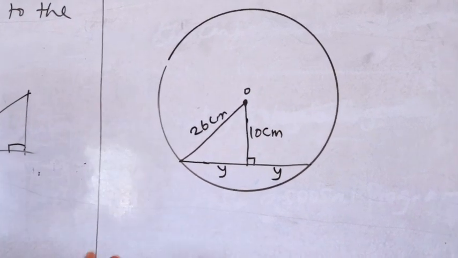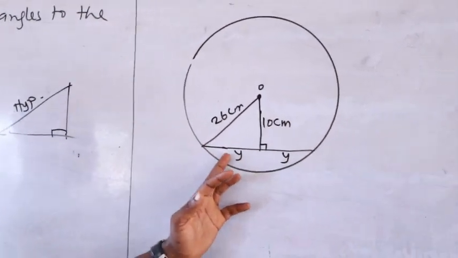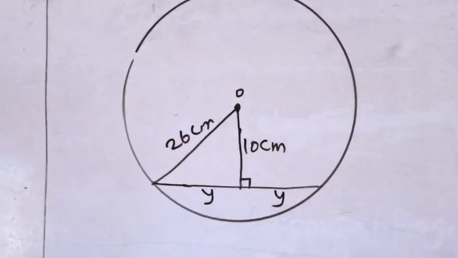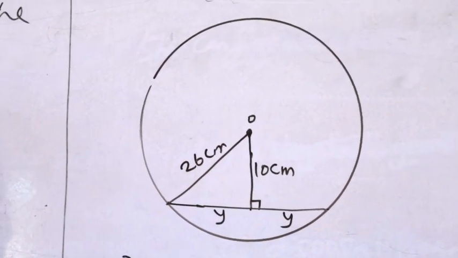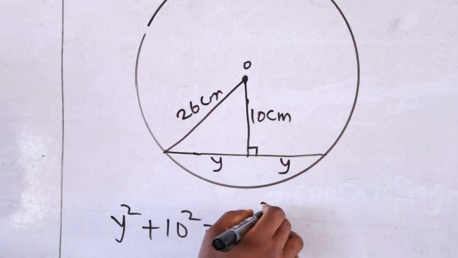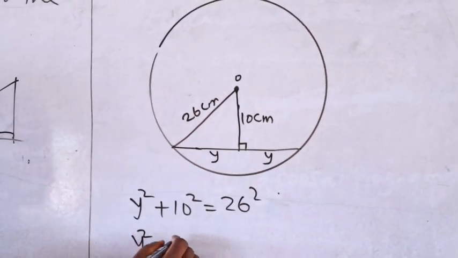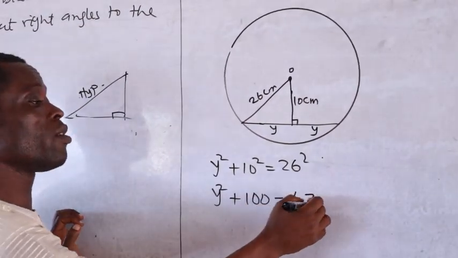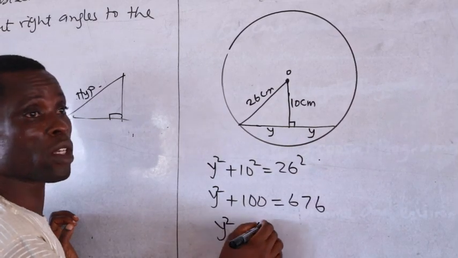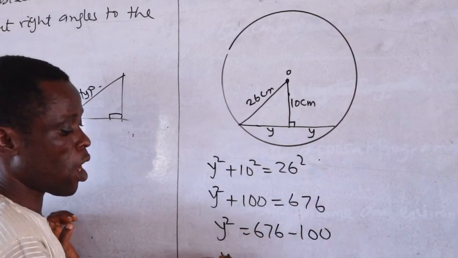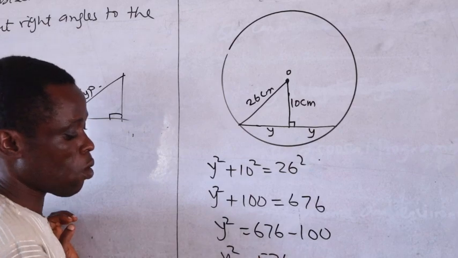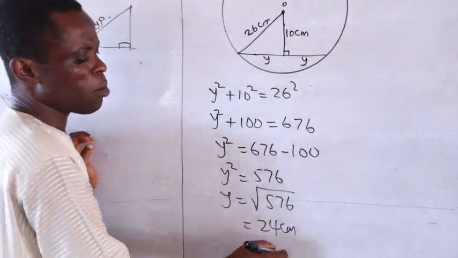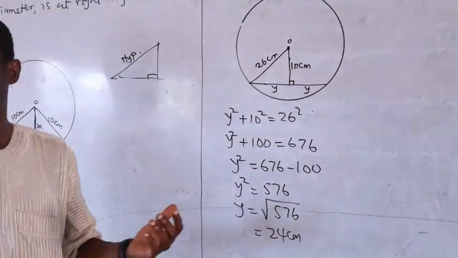Then how are we now going to get Y? Pythagoras rule also. Y square plus 10 square equals to 26 square, because it is that hypotenuse that we always stand on its own. So we have Y square plus 100 is equals to, what is 26 square? 676. Then we have Y square is equals to 676 minus 100. Y square is equals to 576. Y is equals to square root of 576, 24 centimeters.